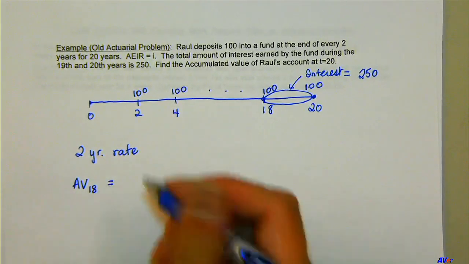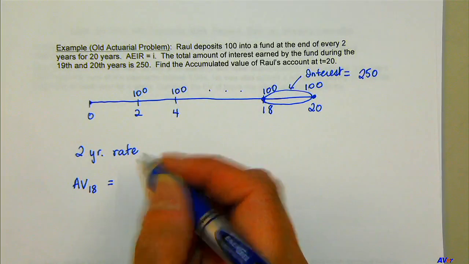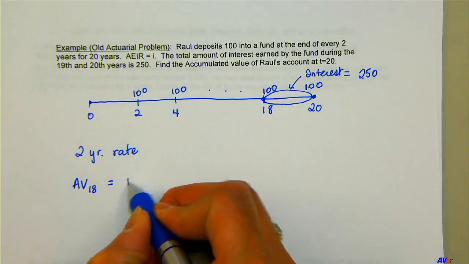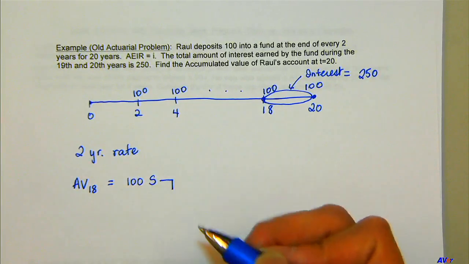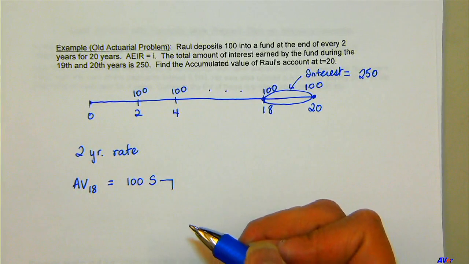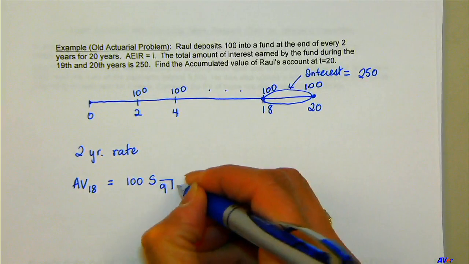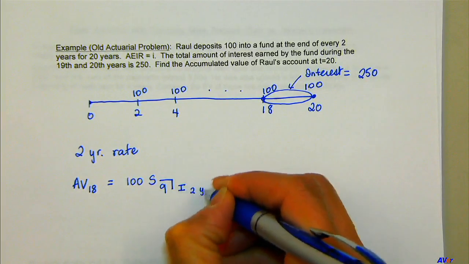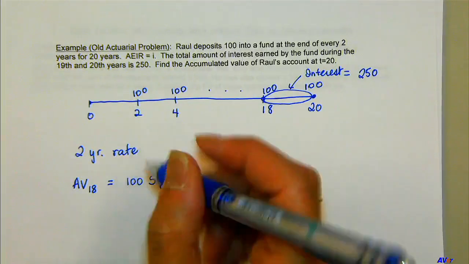What would this be? So 100 S angle, how many payments? 9 payments. 100 S angle 9, I at the 2-year rate. So I'll go find the 2-year rate right now. How should I find the 2-year rate?